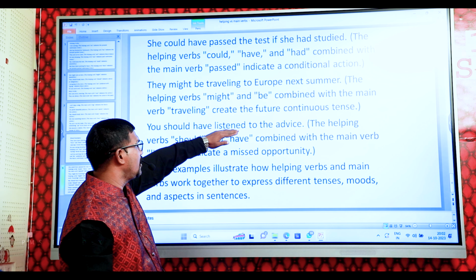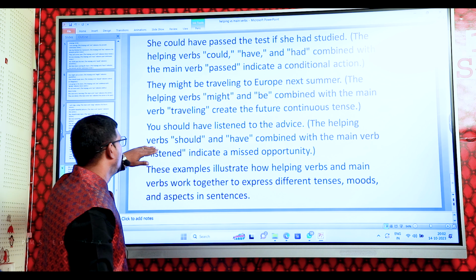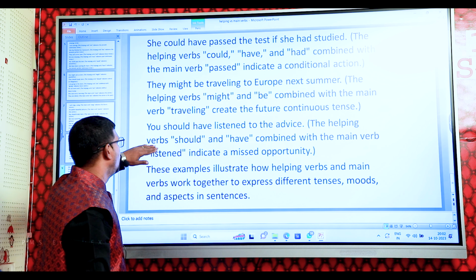You should have listened to the advice. The helping verbs should and have combined with the main verb listened indicate a missed opportunity. These examples illustrate how helping verbs and main verbs work together to express different tenses, moods, and aspects in a sentence.